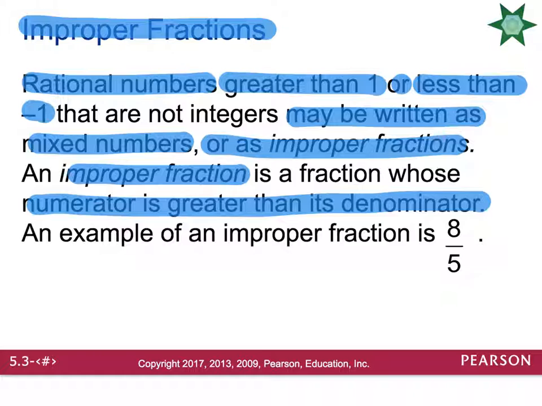Now we could write this as a mixed number. In this case, it would be 1 3/5 as the mixed number form of that. But the improper fraction form is okay. In fact, we prefer to use improper fraction form when we're doing mathematics because it's easier to work with this than it is to work with this, the mixed number form.